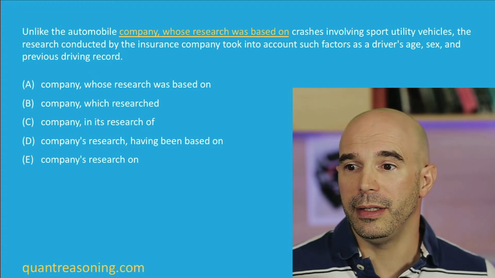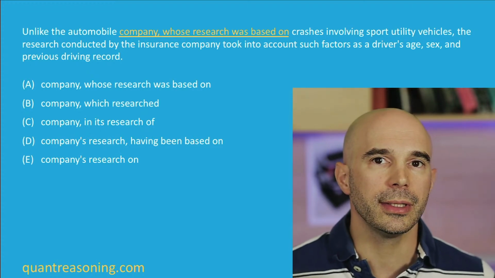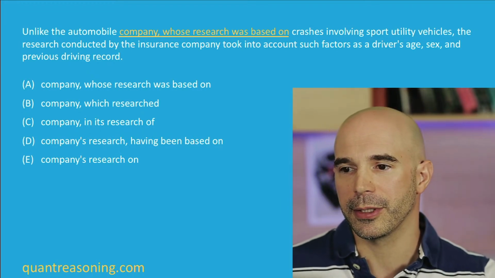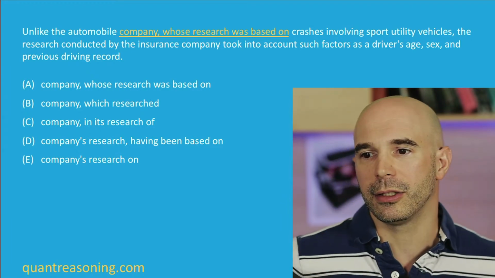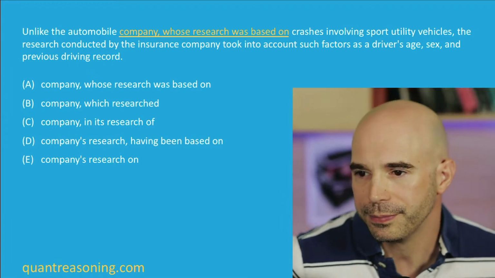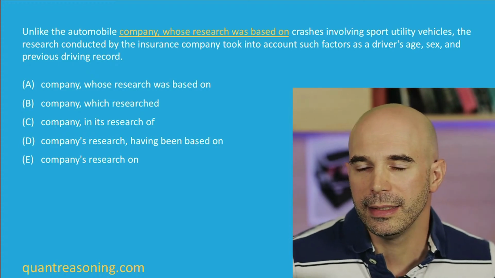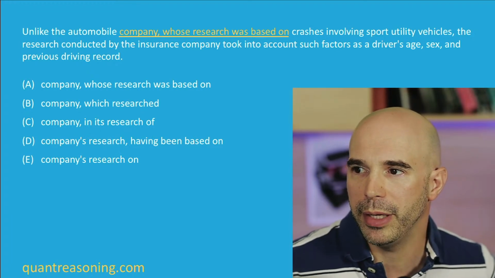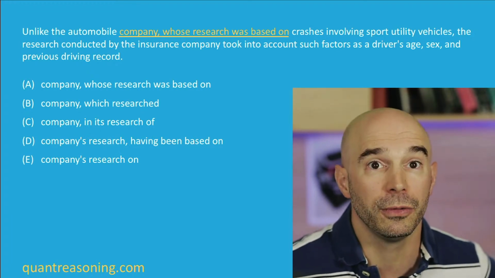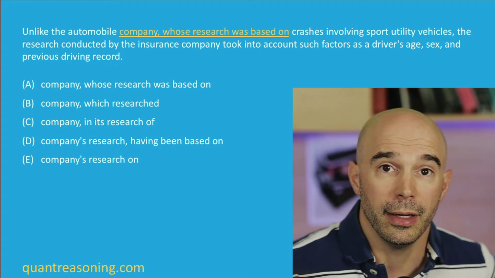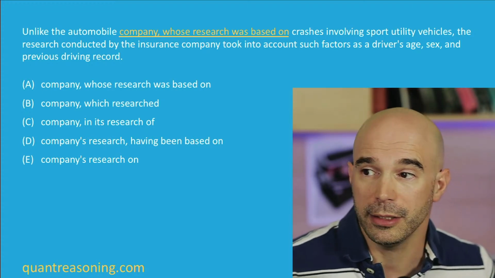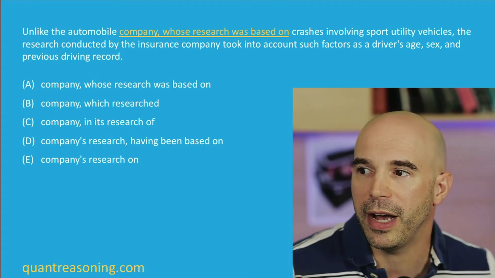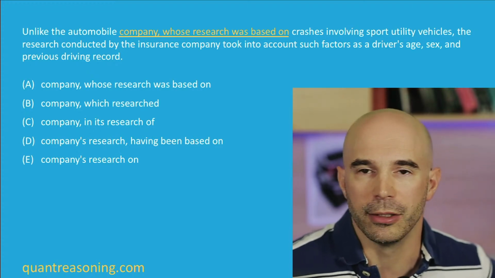Now, between the remaining two answer choices, we can still use meaning, we can still use reasoning to pick out the right one. You see, there's an important difference between D and E in terms of meaning. In D, it's saying that the automobile company's research, having been based on crashes involving SUVs, and then we're saying, unlike that research, the research conducted by the insurance company took into account such factors as a driver's age, sex, and previous driving record.